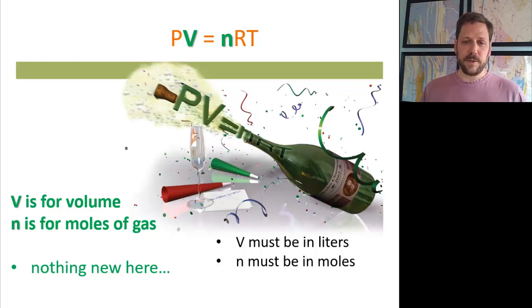The last few variables in this formula are nothing new. V for volume and n for moles. However, units matter. Volume will always be measured in liters, and moles, of course, we don't know any other unit for moles other than moles, but make sure your volume is in liters. If you put a volume in milliliters into this equation, you'll get a nonsensical answer.